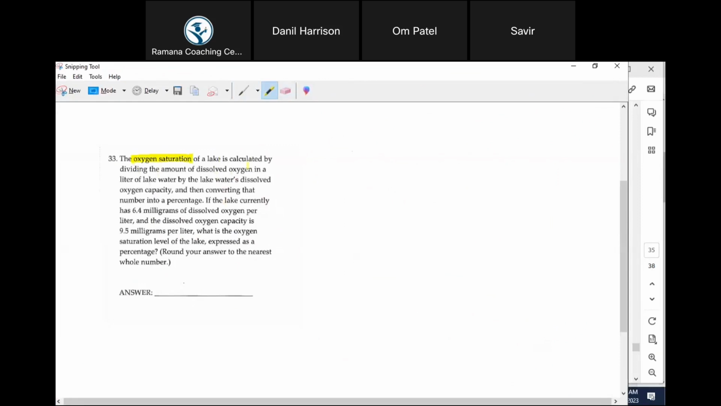Oxygen saturation. Oxygen saturation is calculated by dividing the amount of dissolved oxygen by the lake water's dissolved oxygen capacity, and then converting that number into percent. How do you convert a fraction into percent? Multiply by 100.